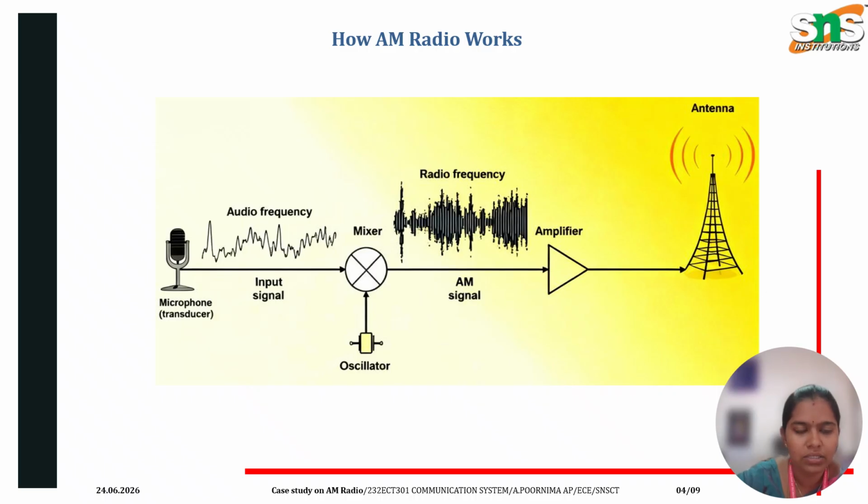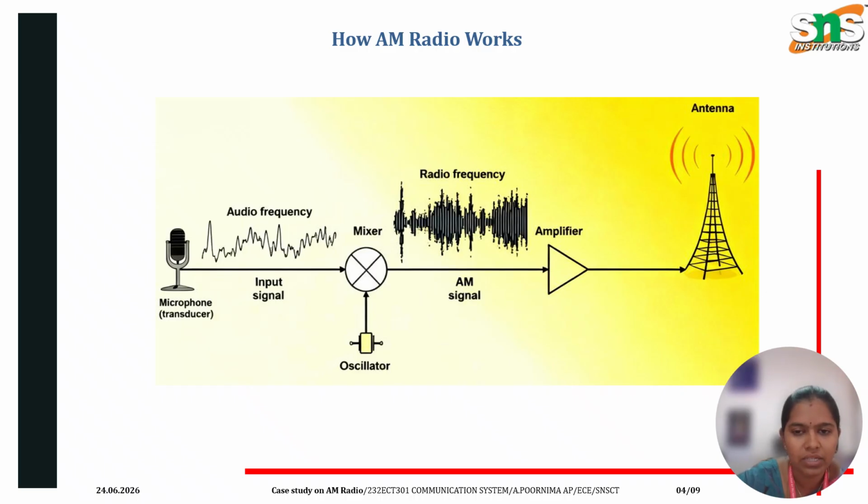In that modulator, this audio frequency signal is sent as one input, and another input is an oscillator input. This is a high frequency signal, and in the modulator, the amplitude of the carrier signal, which comes from the oscillator, is being modulated by the amplitude of our message signal, which will convert this low frequency message into a high frequency signal called radio frequency. An amplifier is used to boost the radio frequency signal, which is then transmitted through the antenna.